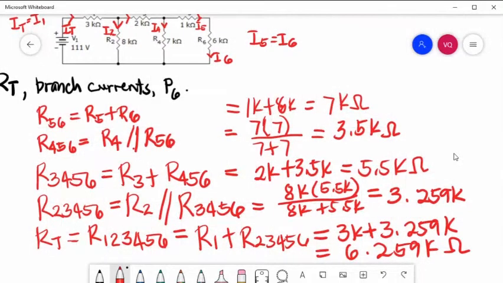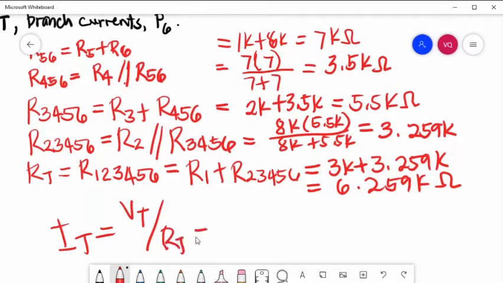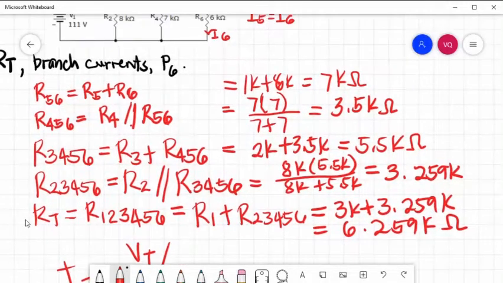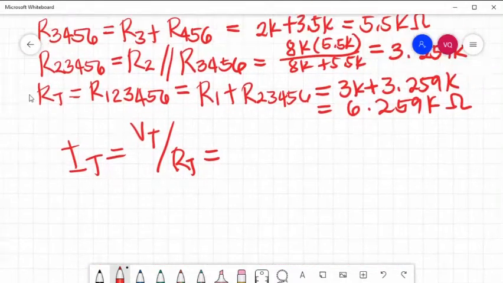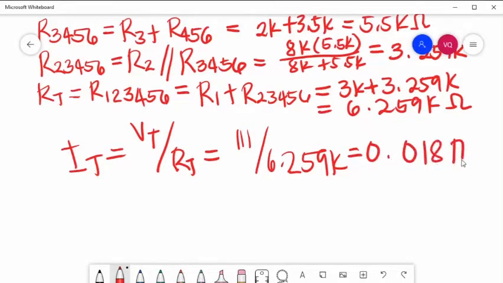Solving now for the total current, it is equal to total voltage divided by total resistance. Our source voltage is equal to 111 volts divided by 6.259K. So that is 0.018 amperes.